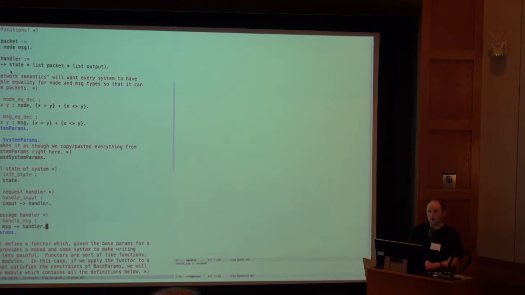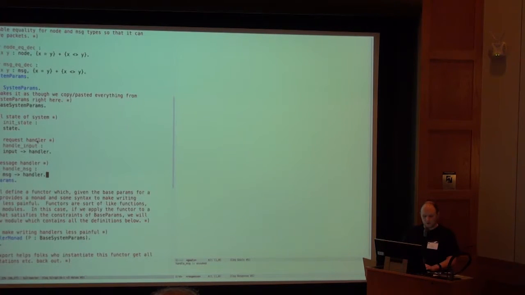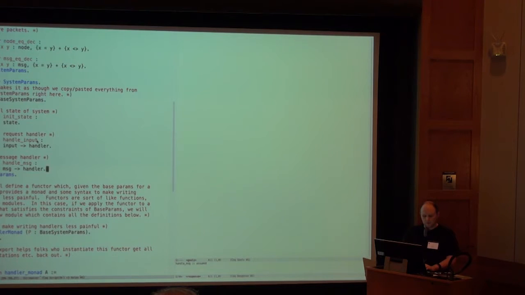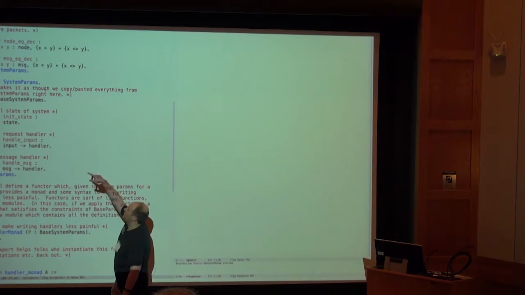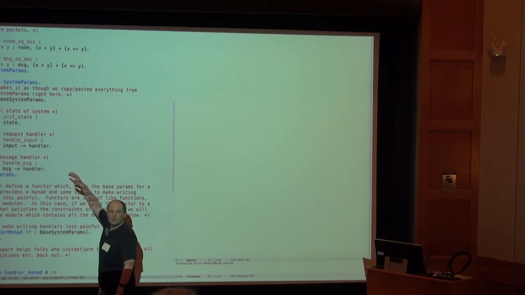Yeah, exactly. So I heard some people asking questions about monads. I'm not entirely sure what the background is for everyone in the room, but that's exactly right. We're going to define a monad, and I thought we might step through it a little bit gently in case people hadn't seen it before. And this is a nice example of using modules. So what we've done above is we've defined the types of two modules, base system params and system params.